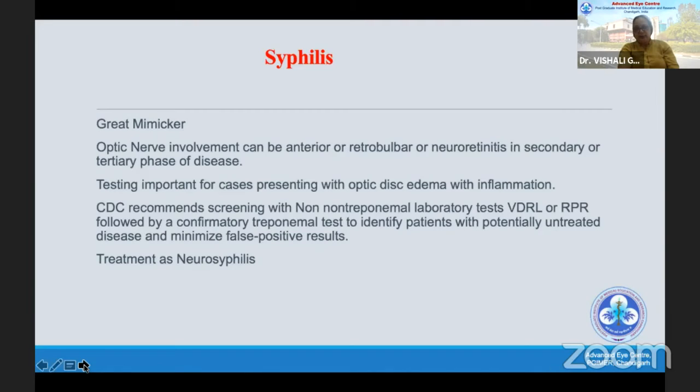Syphilis is a great mimicker. When the optic nerve gets involved in syphilis, it could be anterior, retrobulbar or neuroretinitis, generally in secondary or tertiary syphilis. And testing is important. Anytime you see optic disc edema with inflammation, syphilis always needs to be ruled out. The CDC recommends that you screen with a non-treponemal lab test and then confirm it with a treponemal test. Remember, if you have syphilis, always treat as neurosyphilis.